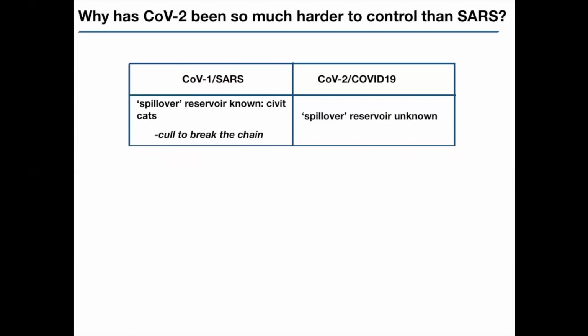First is that the spillover reservoir, as I mentioned, for SARS coronavirus was known. This is primarily the civet cat, and these animals could be culled then to attempt to break the chain so that there were not further transmissions from these animals into the human population.